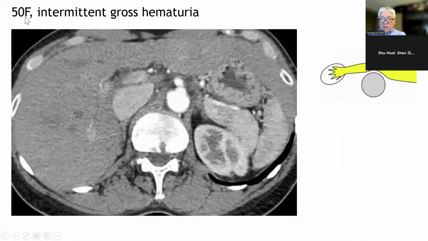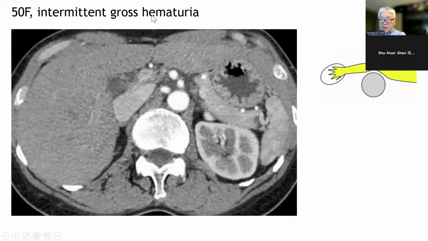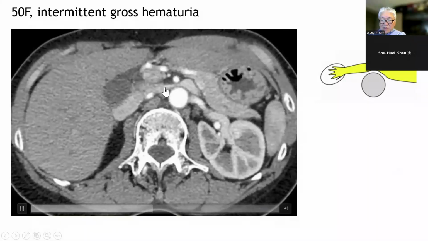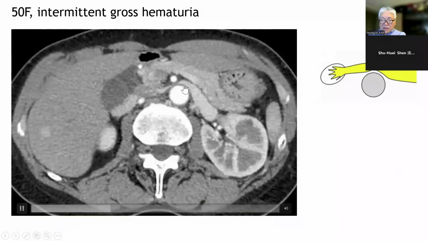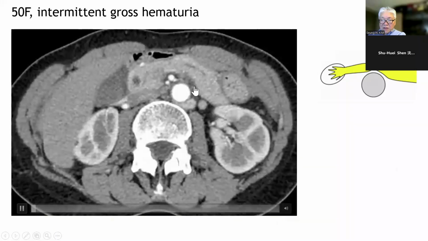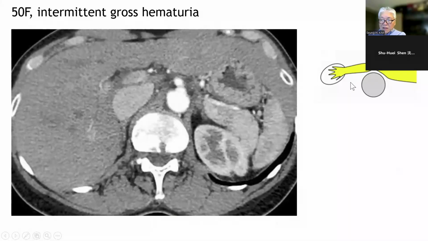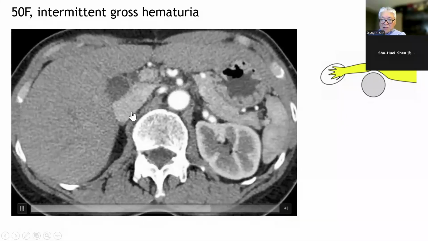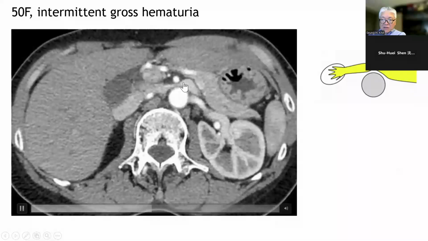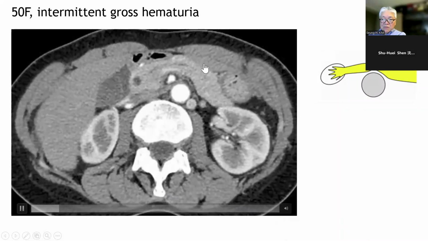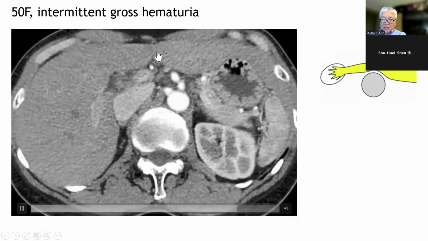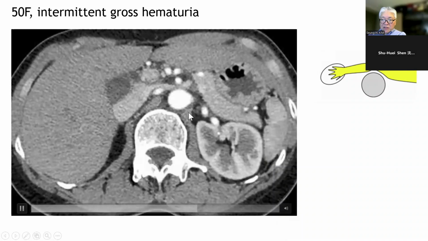A 50-year-old woman with intermittent gross hematuria, and this is a CT scan. If we look at this aortomesenteric area, we can probably see the jetting of the contrast opacified blood into the inferior vena cava, like this schematic pattern. And this is a pattern 4 flow. It strongly indicates the presence of Nutcracker phenomenon. And if this patient does not have any other cause of hematuria, we can make a diagnosis of Nutcracker syndrome causing gross hematuria in this patient.